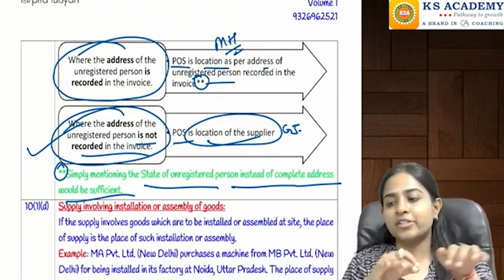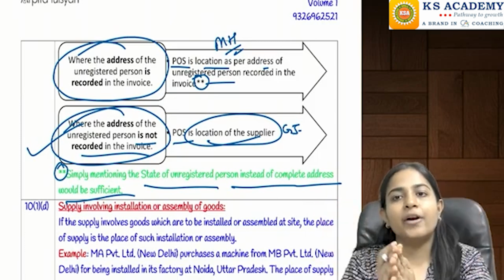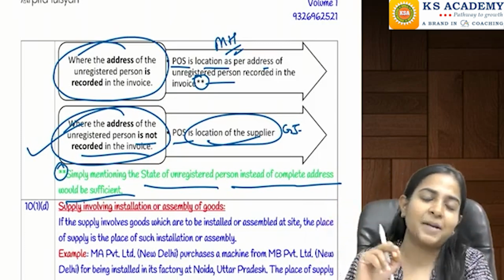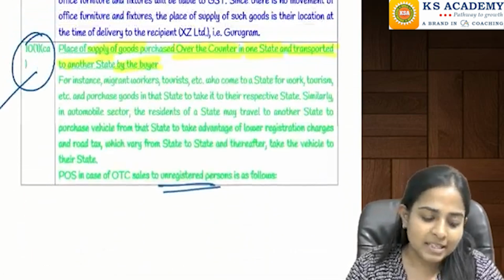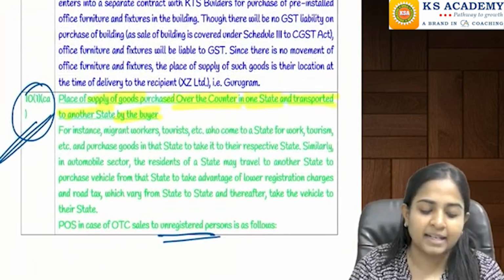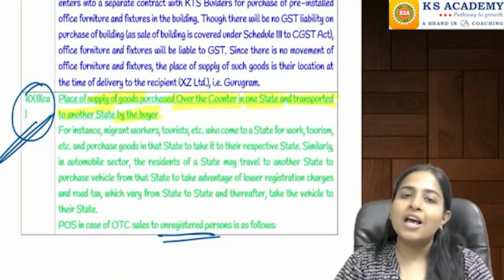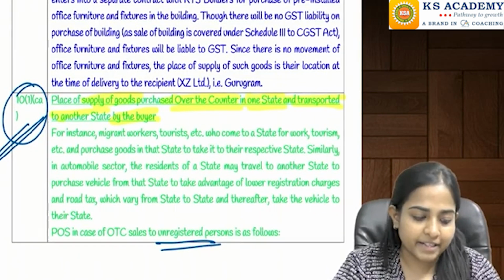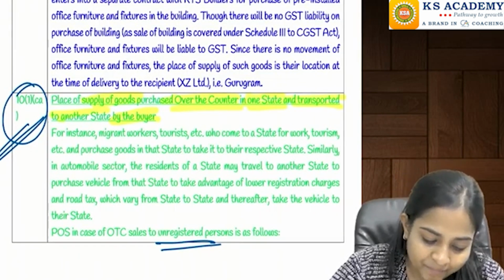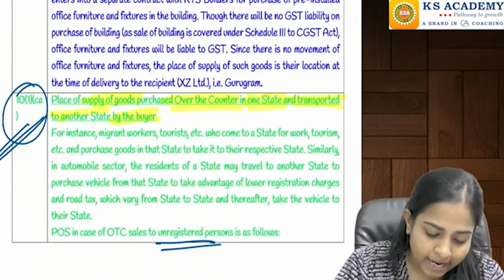But if he is just writing sales made to Arpita, then in such a case the place of supply will be the location of the supplier, that is Gujarat. This is a very practical issue which many people used to face, so now this provision has been inserted. Are you clear, everyone? Yes, this was one particular new provision that was inserted.